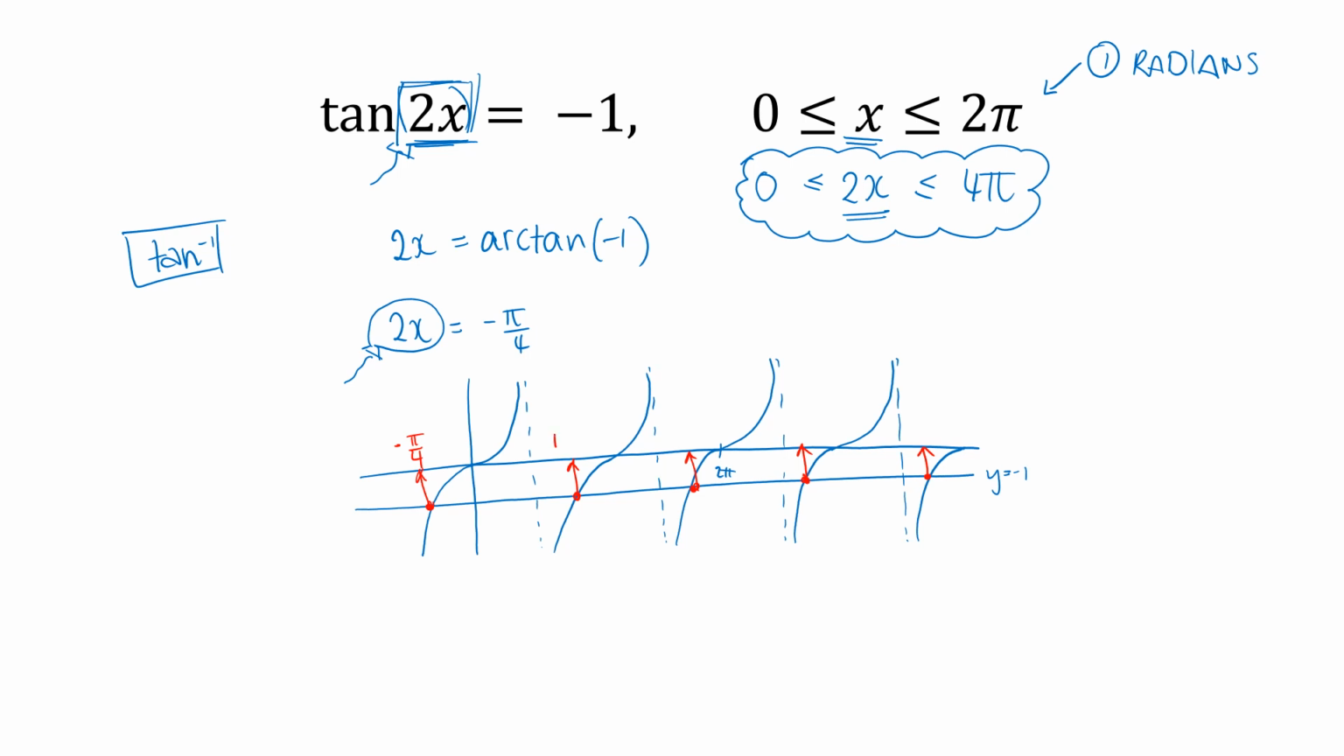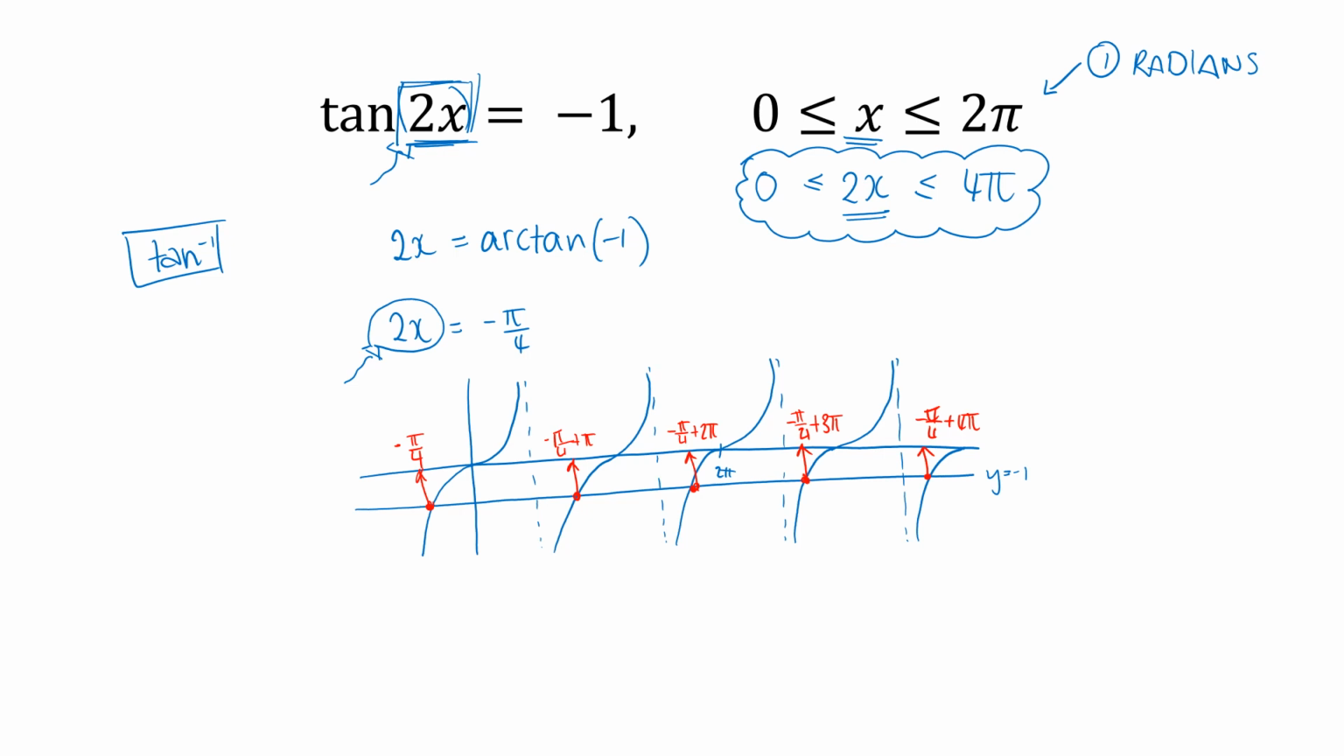So this is minus pi over 4 plus pi. This is the minus pi over 4 plus 2 pi, because it's the previous one plus pi again. And then this one, 3 pi, because we're adding pi again. And then 4 pi, because we're adding pi again.